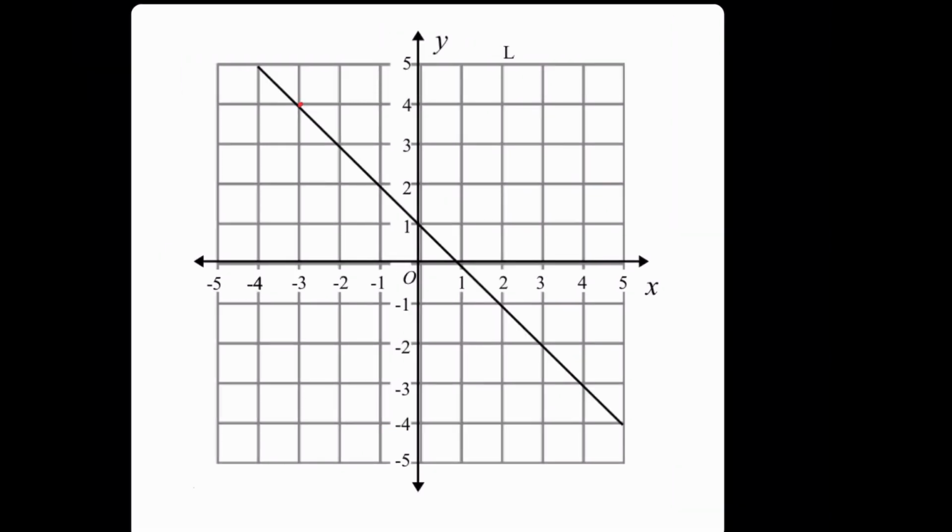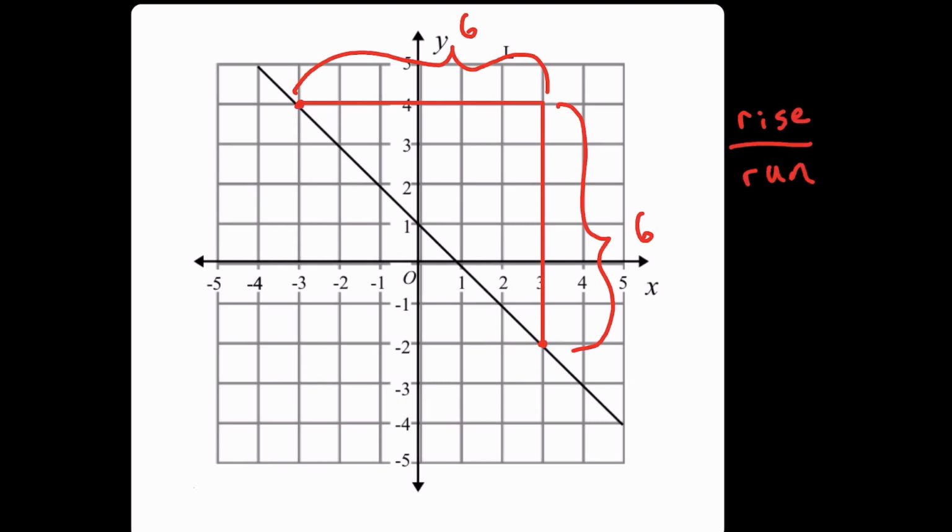Let's try it for this one as well. We're going to make a right angle triangle, and we're going to do rise over run again. In this example, be careful to make sure your gradient has a negative on it because the graph is sloping downwards. We know it's got a negative gradient.